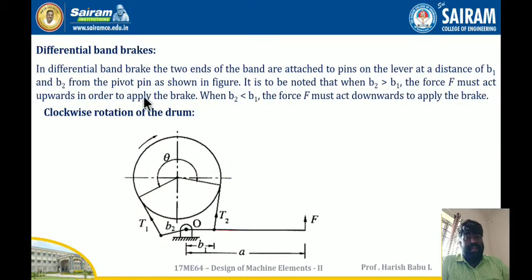Now the differential band brake, where the two ends of the band are attached to two pins of the lever at distances of B1 and B2 from the pivot point, as shown in the figure. Previously, in the simple band brake, one end of the band was connected to the fulcrum, but here it will be connected to a different lever. Note that whenever B2 is greater than B1, the force must act upwards. If B2 is less than B1, the force should act downwards for applying the brake.